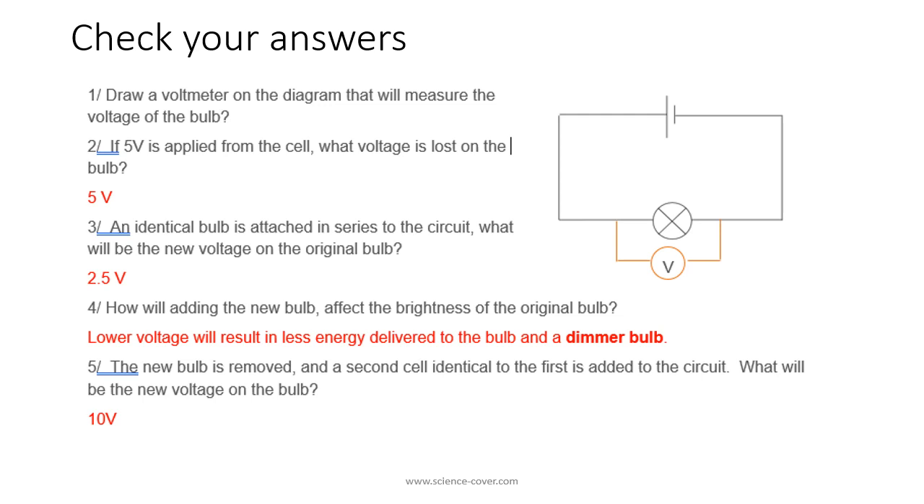The new bulb was removed and a second identical cell was added. What will the new voltage be on the bulb? Well, if the first cell was supplying 5 volts and we've added an identical cell, then it will be supplying 10 volts.